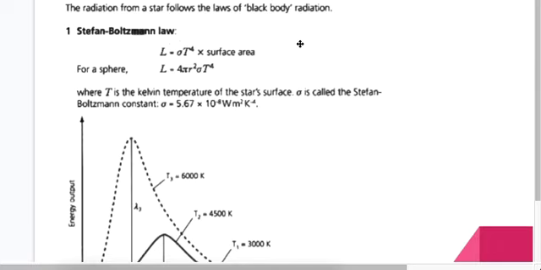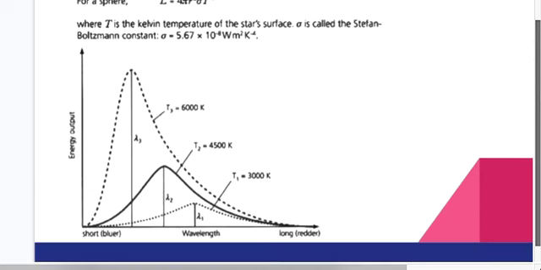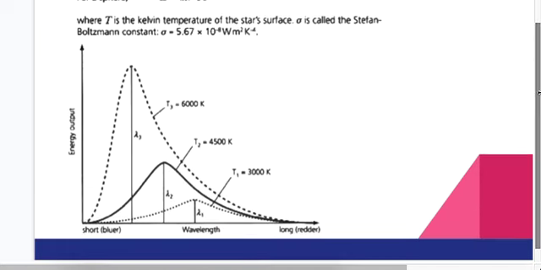But the whole idea is that as the wavelength is going to increase, the energy output will decrease. Another angle that I also want you to know when you think of a star as a black body is that it is a perfect absorber and a perfect emitter of energy.